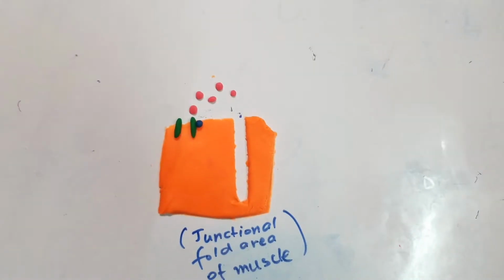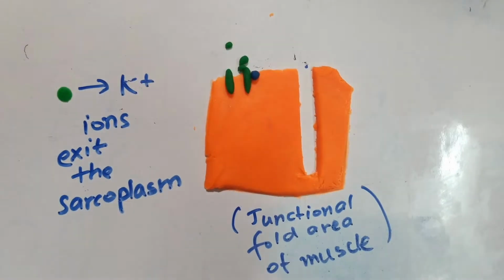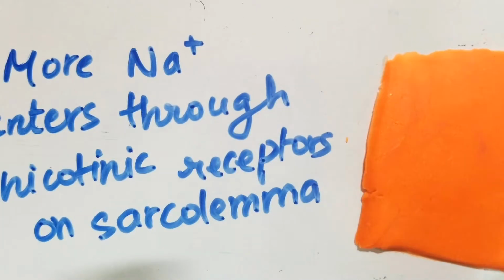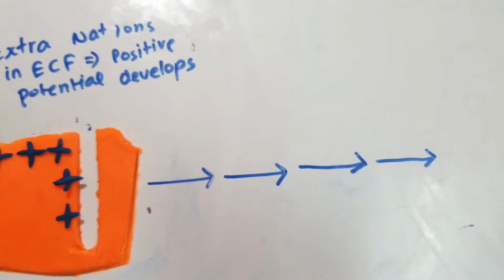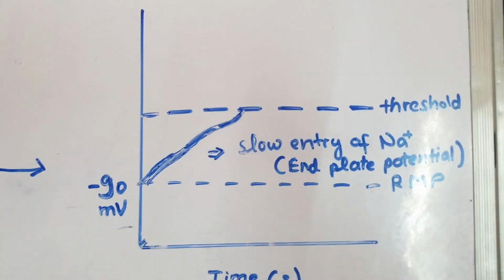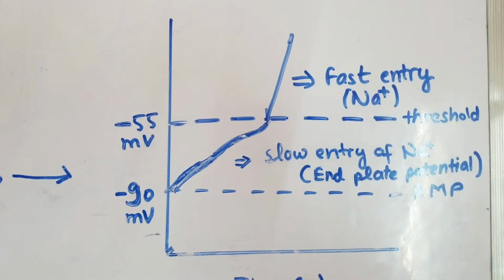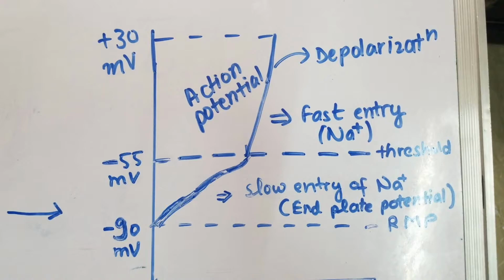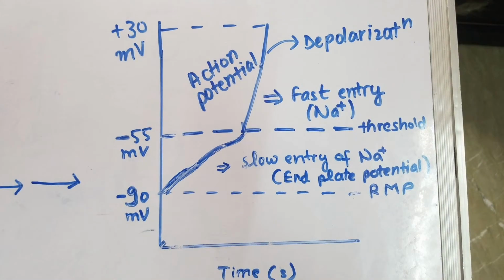More amounts of cations, that is sodium ions, enter the sarcoplasm and increase the potential inside the cell. There is a slow increase in the membrane potential until it reaches a threshold value. Then there is a rapid increase called depolarization. Action potential is produced which spreads to the T tubules.